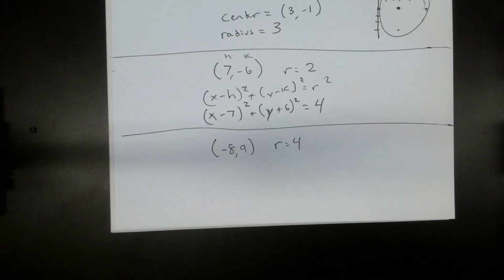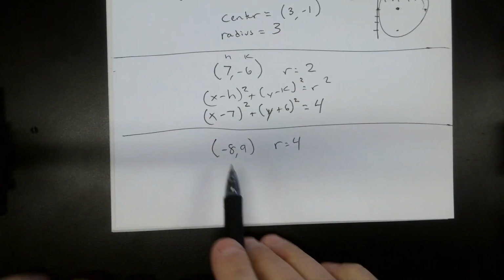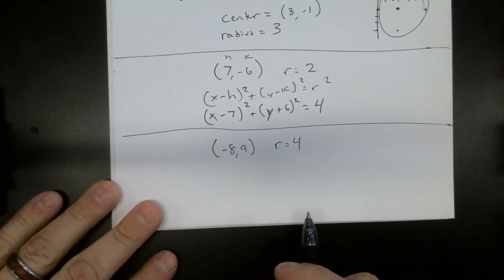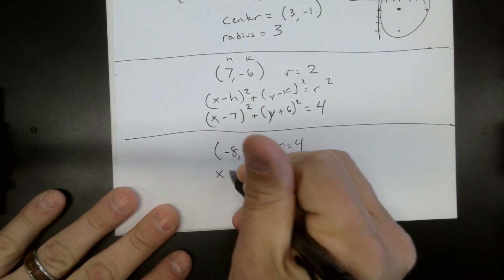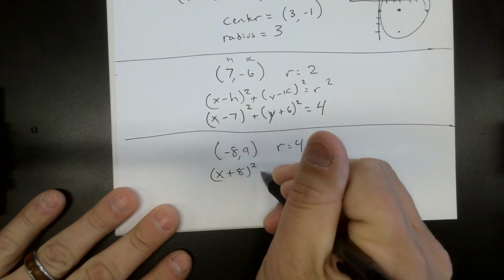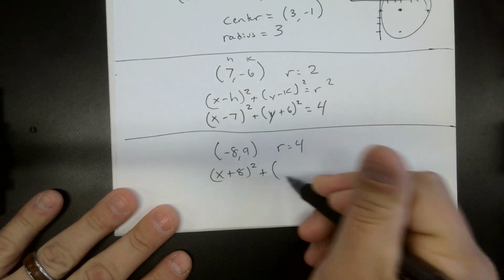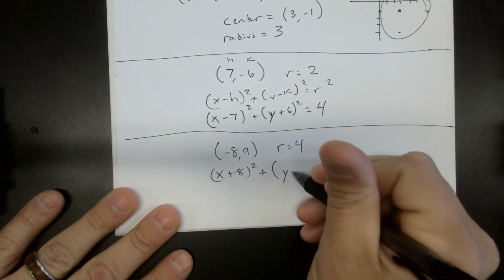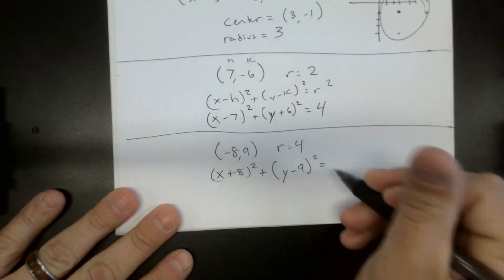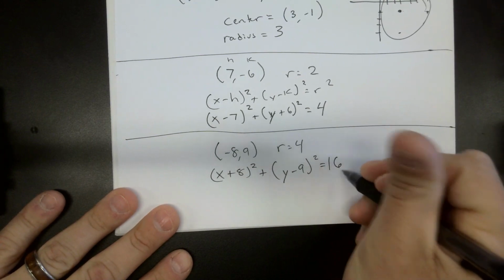So, Derek, how do I write this equation? x plus 8 squared, good, plus y minus 9 squared equals 16. Perfect. Who got it right? Raise your hand.